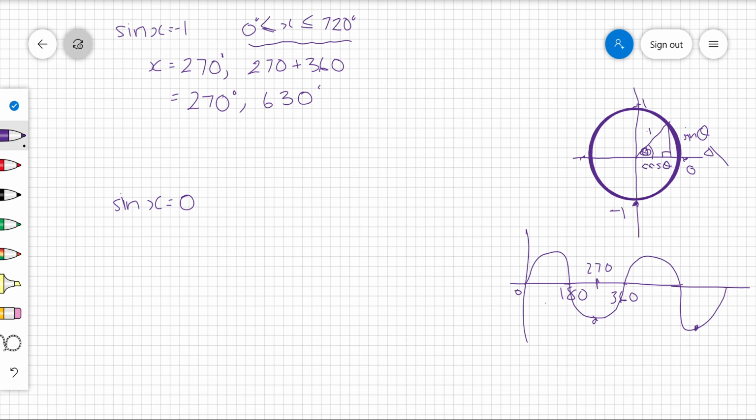So same here for sine x equals 0, that angle x, if we think of 0, we have the height being 0 here and here on the unit circle, or here and here and here, because 0 degrees is also 360 degrees. So we are going to get 1, 2, 3, 4, 5 answers in this domain 0 to 720. That's twice around the circle.